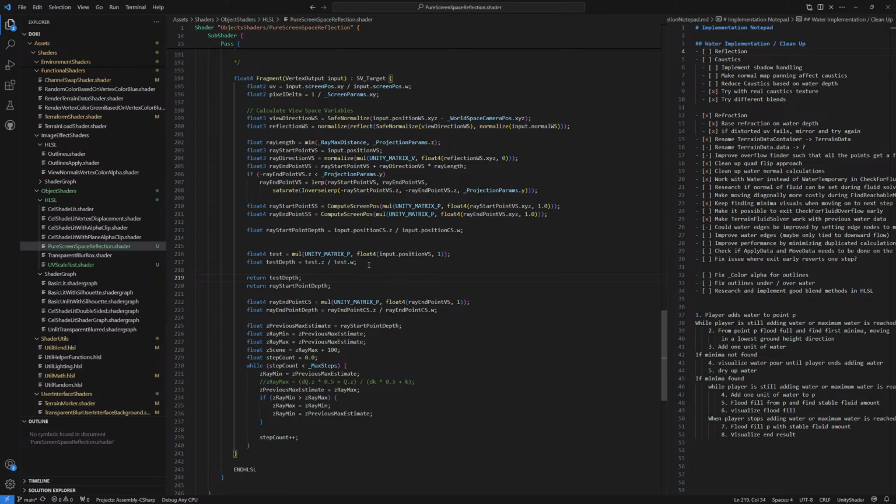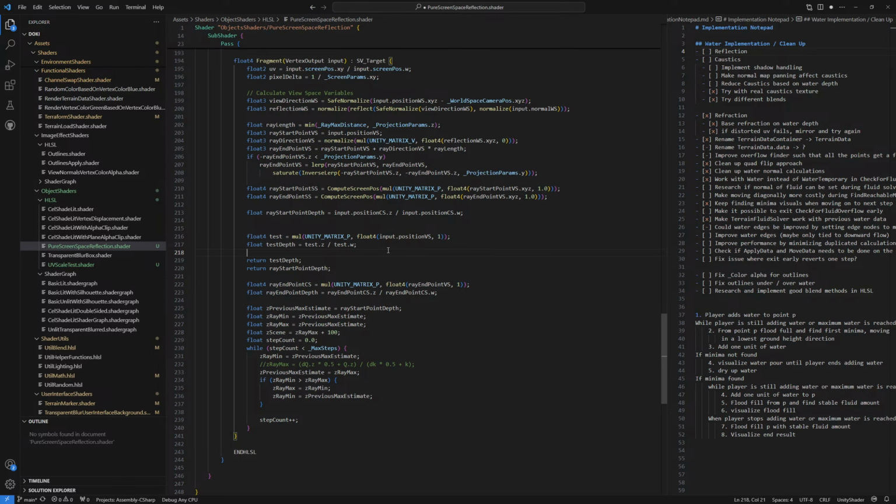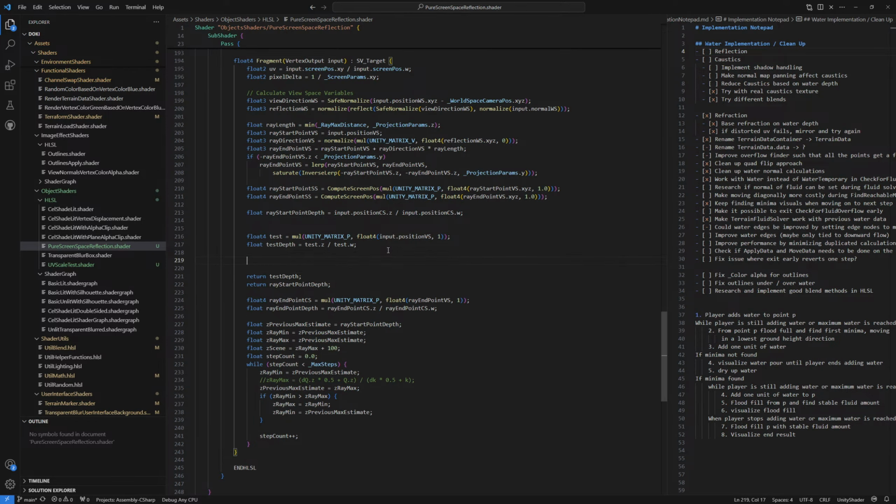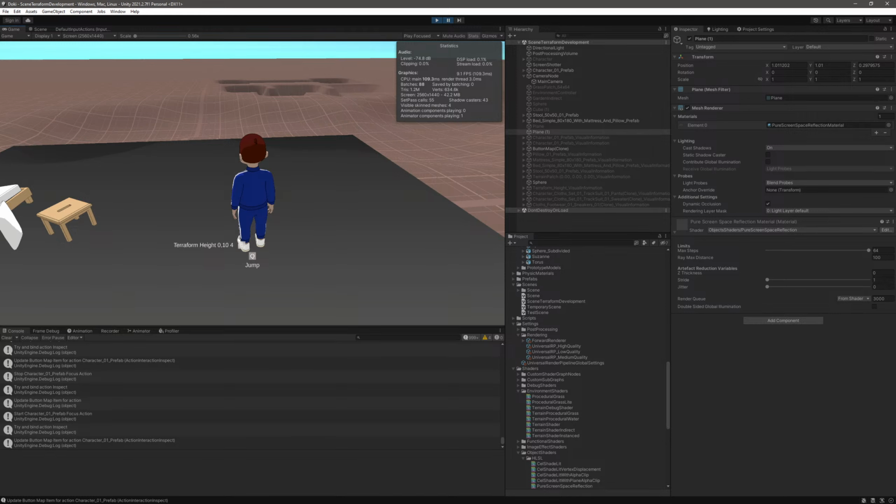Or fuck it, I guess we could do, but then again, I wonder how this will screw us up. Okay, if we do this, let's do this as well. Float depth is equal to sample scene depth UV, return depth. What the fuck? One sec, be right back.